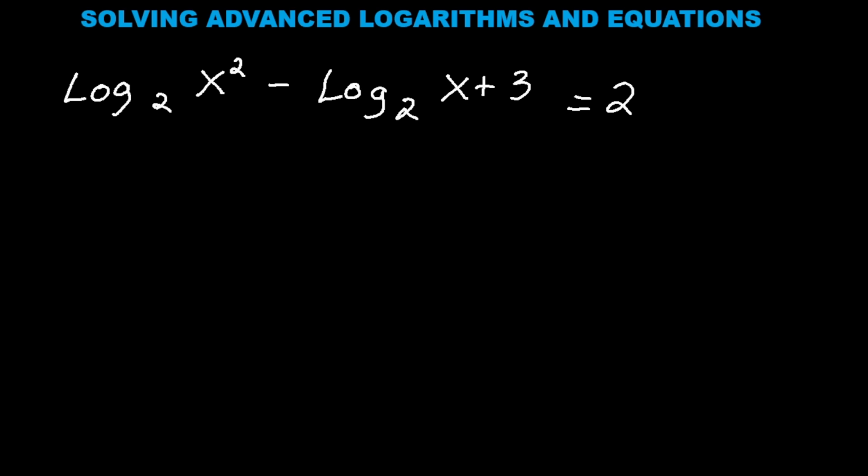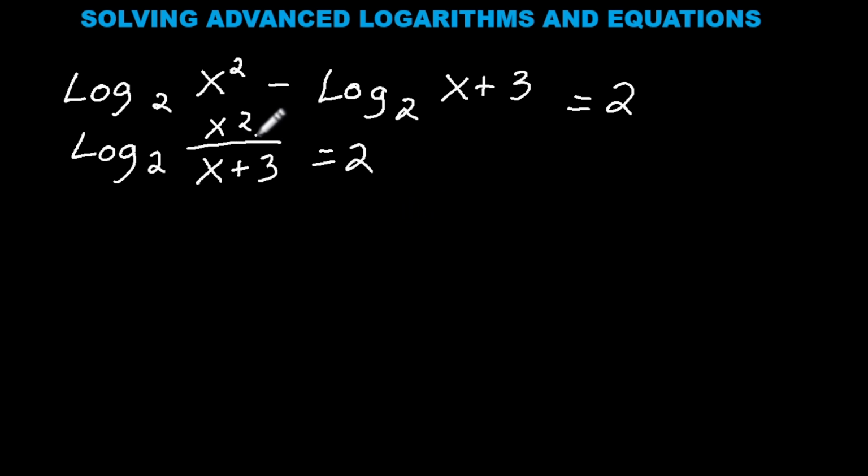In this practice example, we see that we're subtracting, so the rule says that we're going to form on the next line log to base 2, and then it forms a fraction. This is the same as saying that 2 to the second power equals this, so 2 to the second power equals x squared over x plus 3. Further simplifying, the 2 squared is 4.